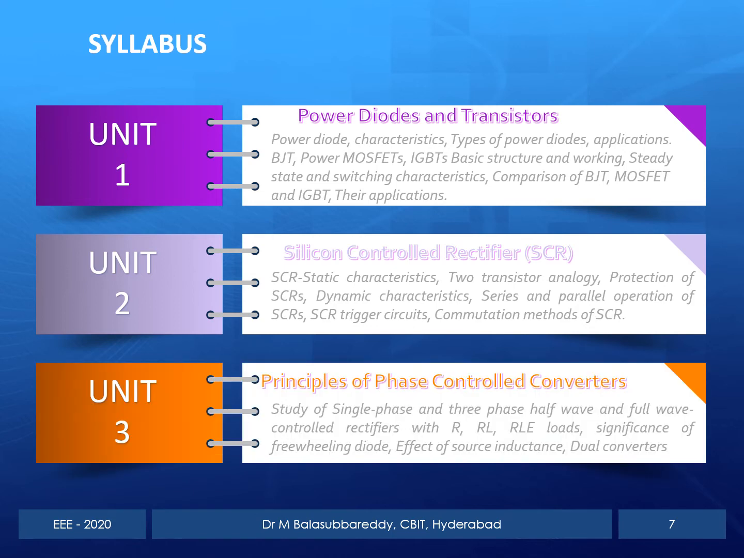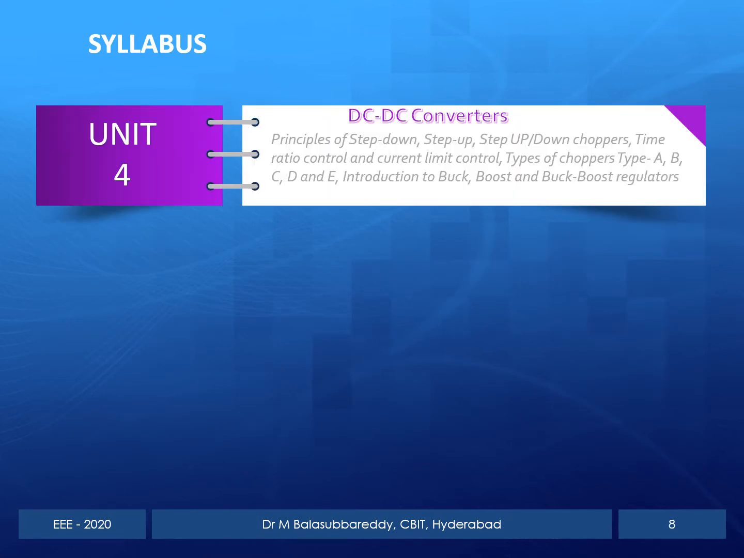And third unit, principle of operation of phase control converters, that is a study of single phase and 3-phase, half wave and full wave controlled rectifiers with R and RL loads as well as RLE loads, significance of freewheeling diodes, effect of source inductance, dual converters. So these are all the topics we need to cover in the third unit.